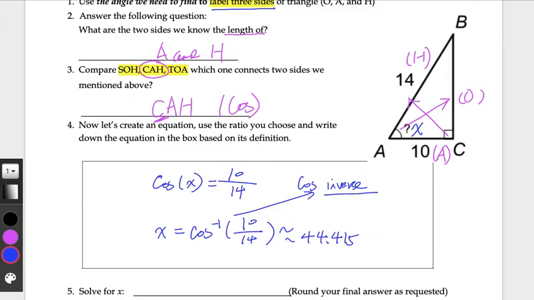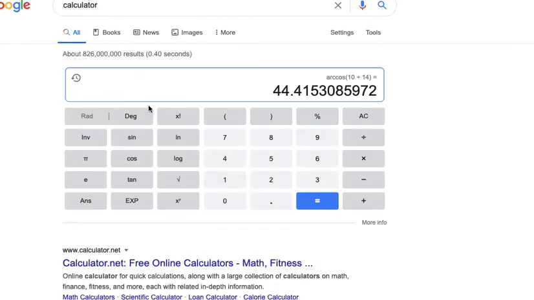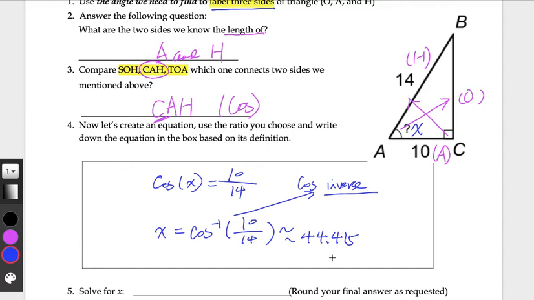44.415. Double check. Did I use degree? Yes, degree is chosen. And also we click inverse. You can see arc cosine here is actually cosine inverse. So now we have this.